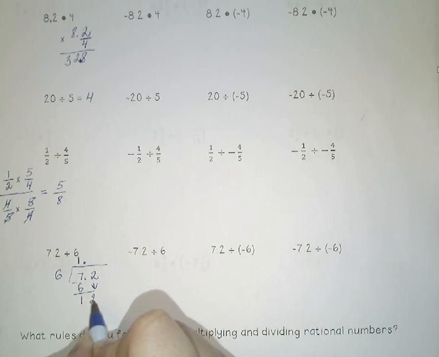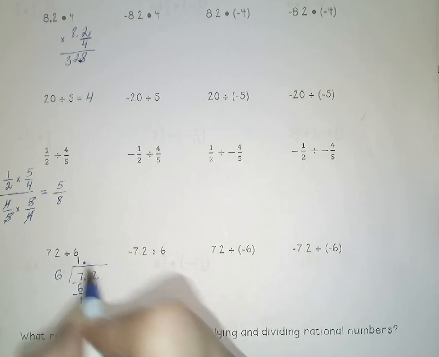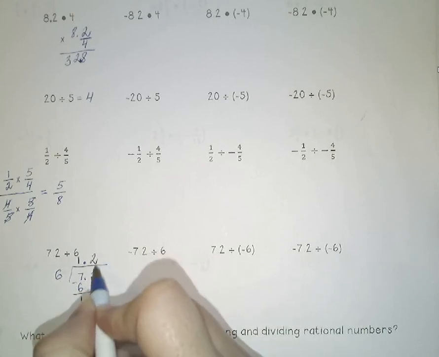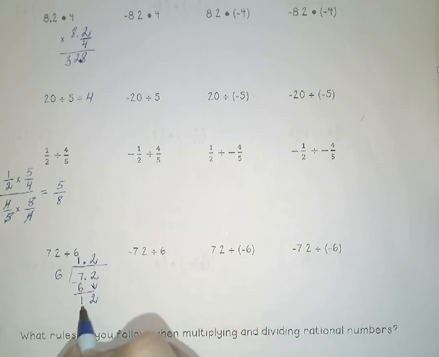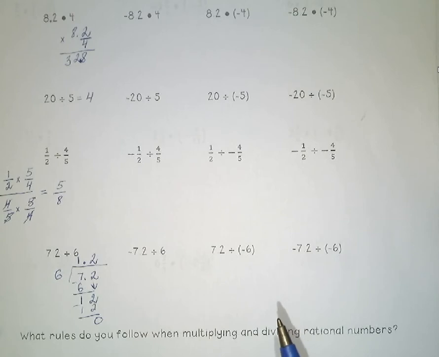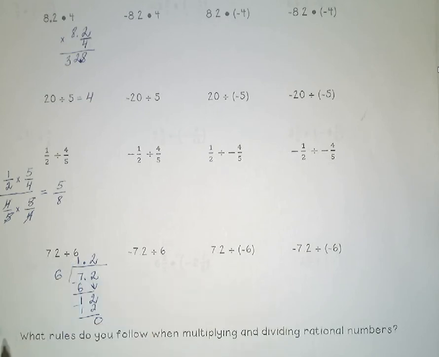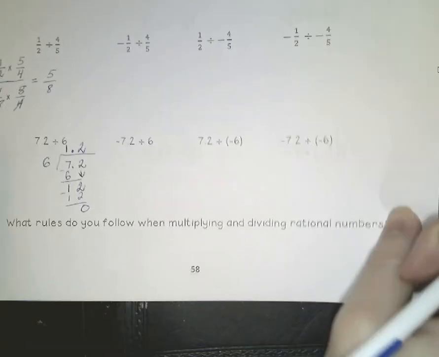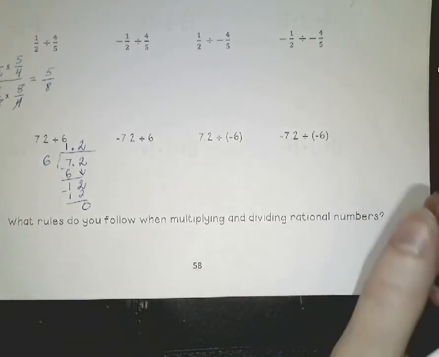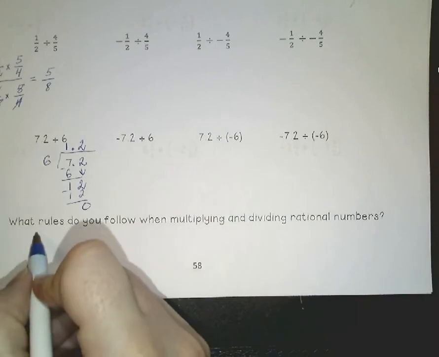Bring down the 2. 6 goes into 12 twice. 2 goes on top of that 2. 2 times 6 is 12. I subtract. 0 is the remainder. We are done. The answer is positive because I'm dividing two numbers with the same sign. Okay. What rules do you follow when multiplying and dividing rational numbers? Again, same sign, positive answer, different sign, negative answer.